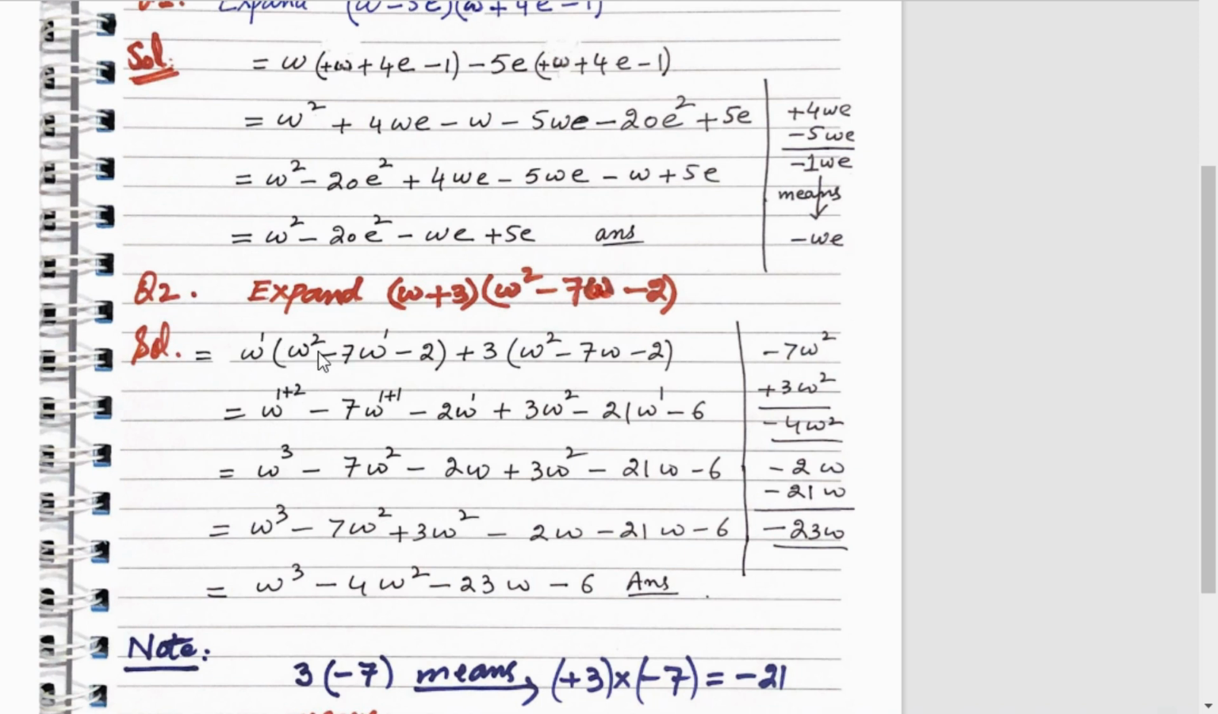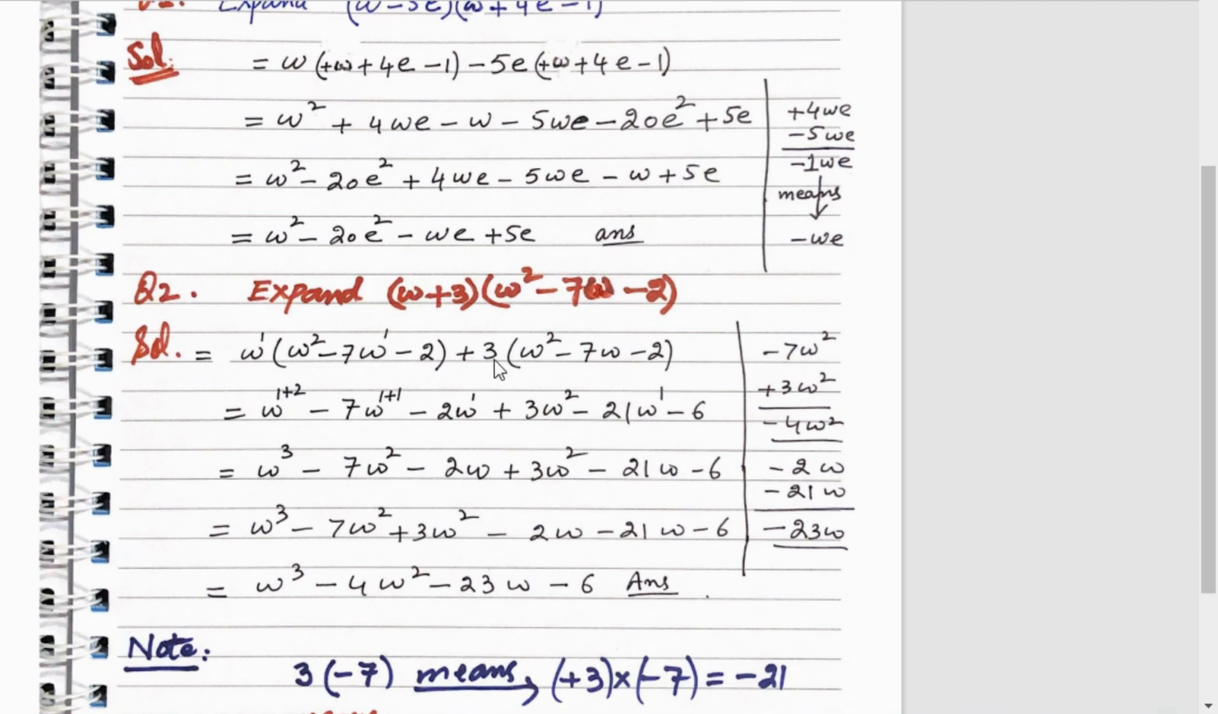Okay, w1 multiplied by minus 7w means minus 7w square. Very easy. 1 plus 1, the powers will be added up and the variable will be written once only. So w raised to power 1 plus 1. Third term, minus 2w1. Why minus? Because it has a plus sign. Plus into minus is minus, 2 multiplied by w1. w raised to power 1 times w is 2w raised to power 1.